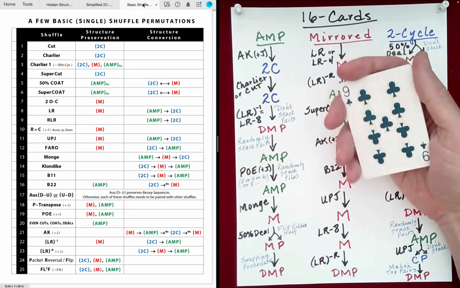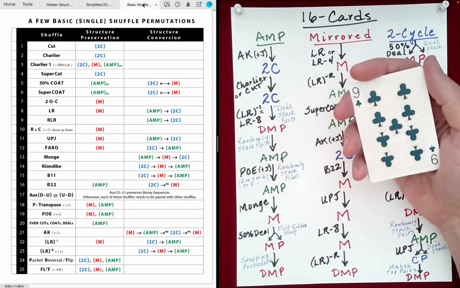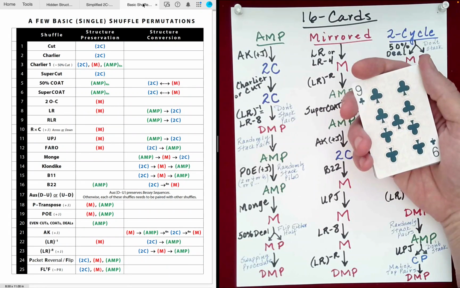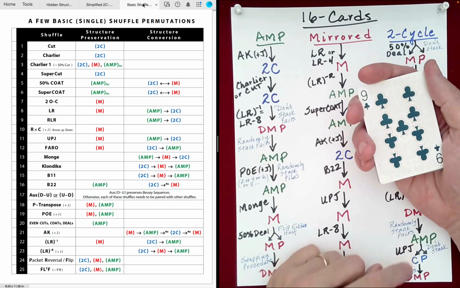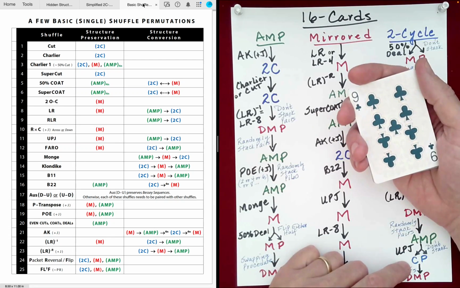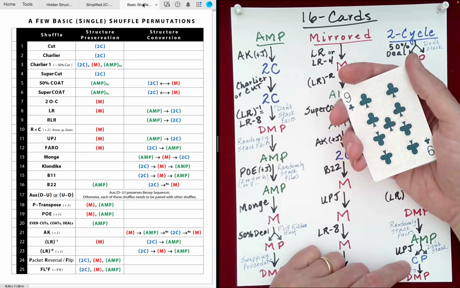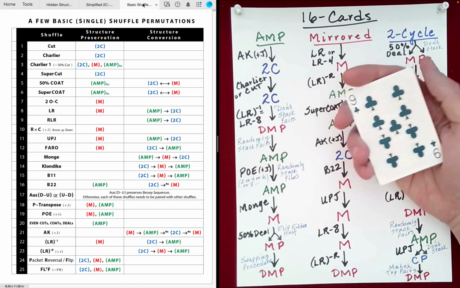Now, if we were to just do an up jog with random stack, what would happen to an AMP? So look at the chart there. So up jog is on line 11. So an up jog will take an AMP to a 2 cycle, okay? But we're not going to stack the halves. Well, if we don't stack the halves, then we'll have coupled piles. That's why we have a CP there.